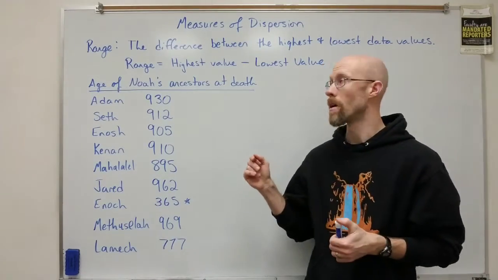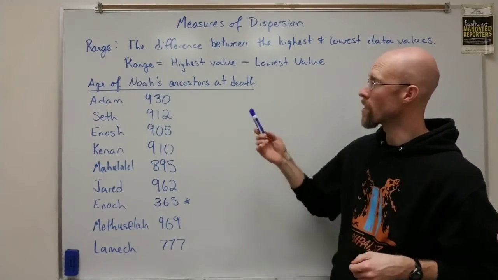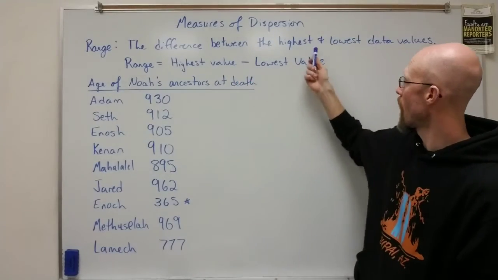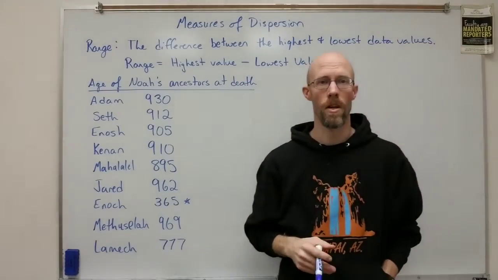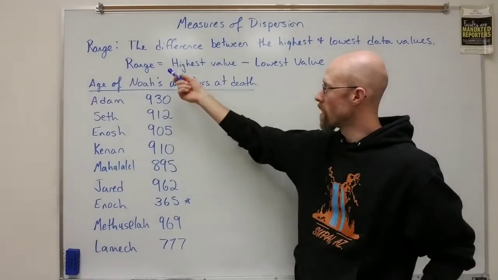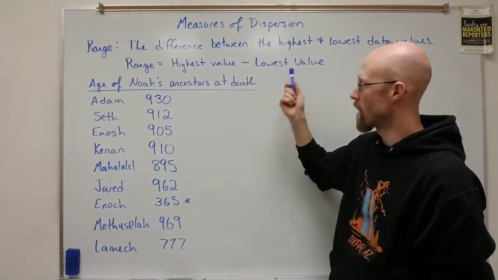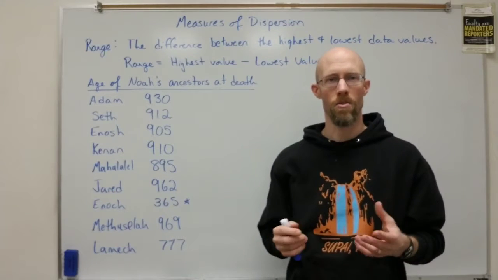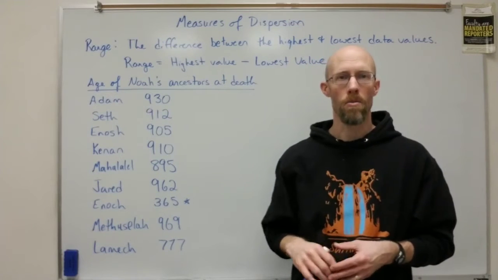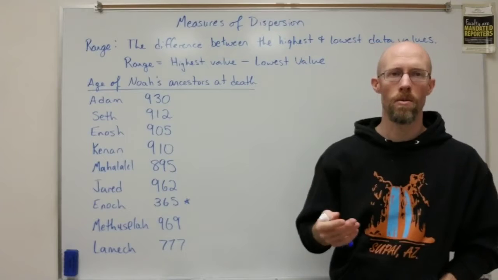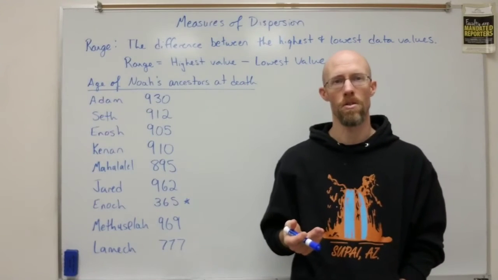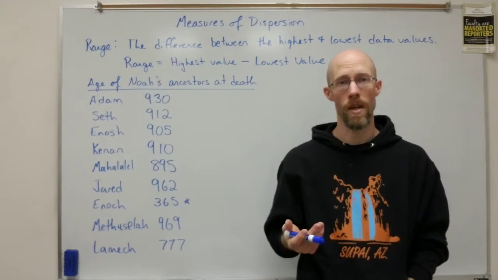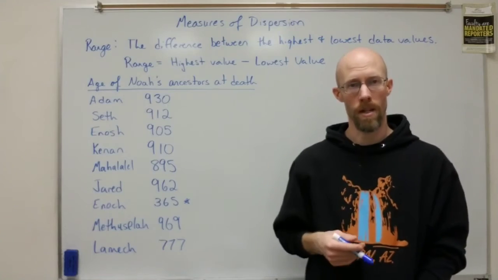One, I have written up here: the range is the difference between the highest and lowest data values. Technically, you're just taking the highest value minus the lowest value. Very simple subtraction, not too complicated. So we'll take a look at that one in this video, and then we'll look at the other measure of dispersion, called the standard deviation, in the next video.